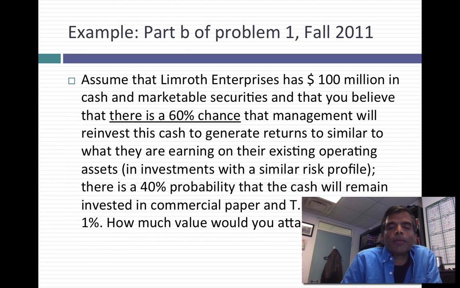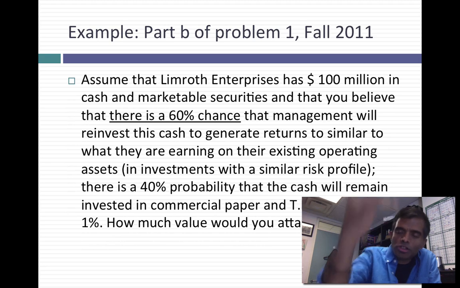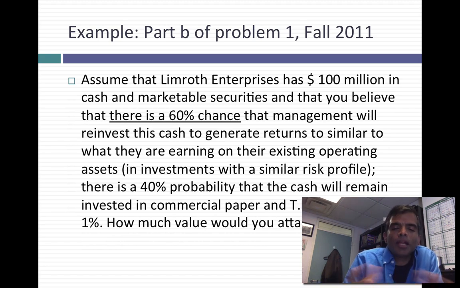So here's an example. This is part B of a problem, fall of 2011. It's a problem where I have a traditional discounted cash flow valuation in Part A, but then I said this company has 100 million. So this is actually the extension of the previous problem. It has 100 million in cash and marketable securities. But here's where things get complicated. There's a 60% chance that management will take this cash and invest it in assets that generate the return. Remember, this is an extension of the previous problem.